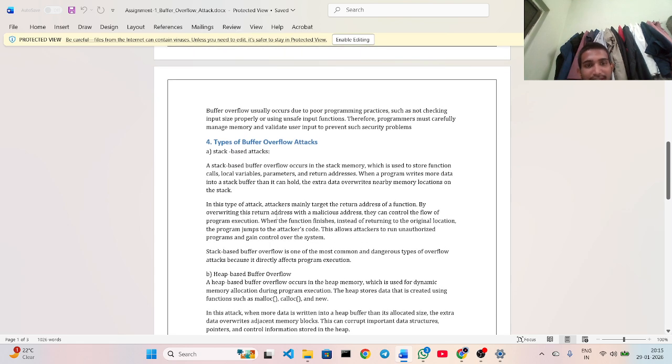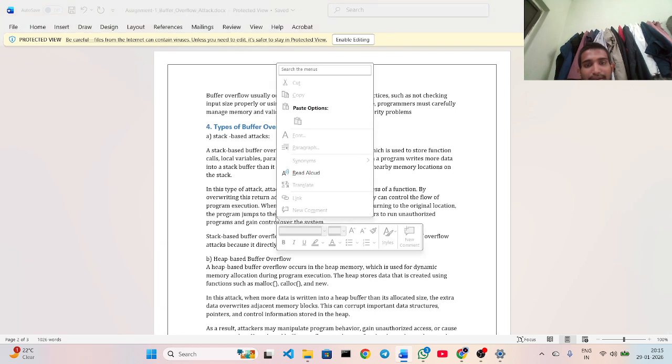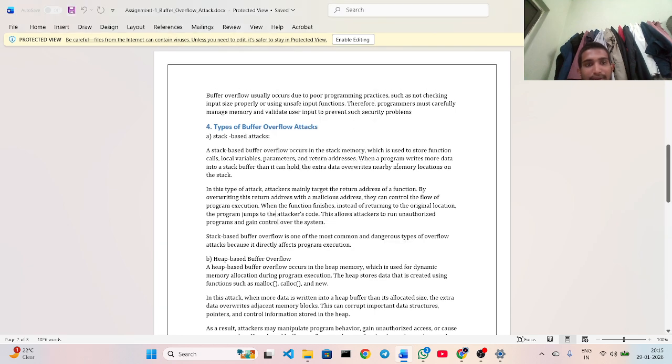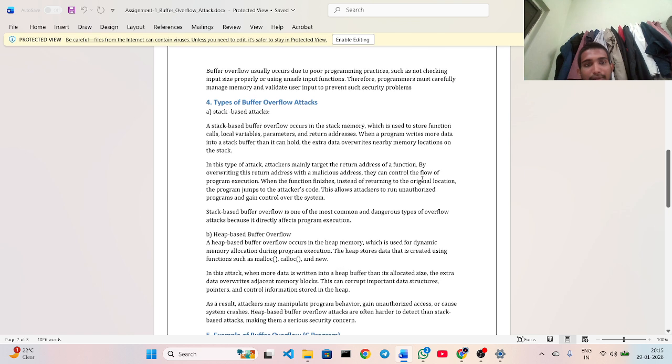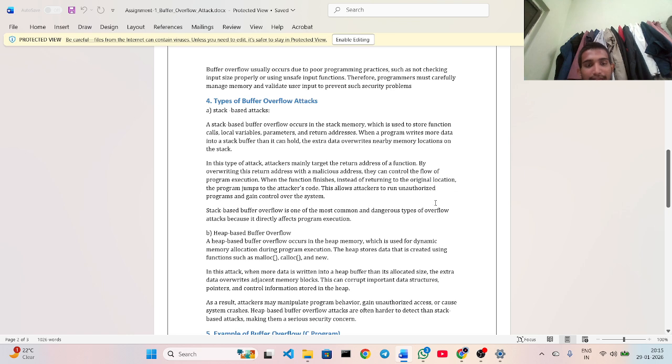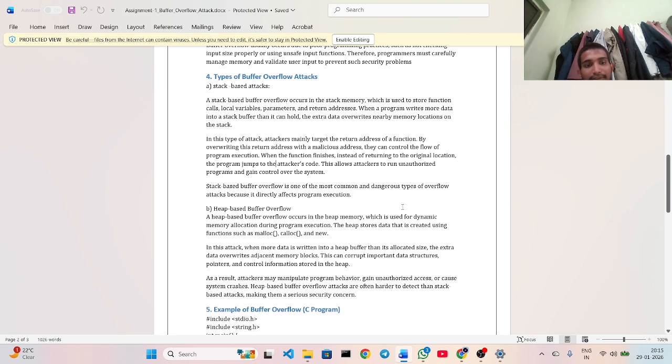Types of buffer overflow attacks. Stack-based attack. A stack-based overflow occurs in the stack memory, which is used to store function calls, local variables, parameters, and return addresses. When a program writes more data into a stack buffer than it can hold, the extra data overwrites nearby memory locations on the stack. Stack-based buffer overflow is one of the most common and dangerous types of overflow attacks because it directly affects the program execution.